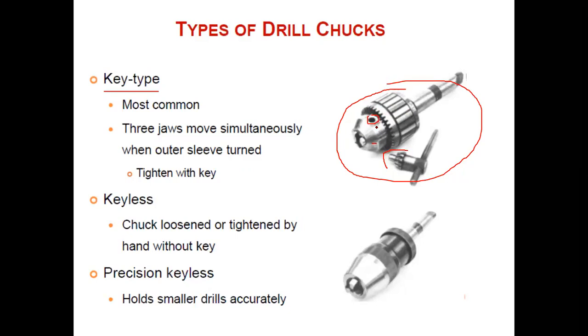So this sleeve plate is connected to the three jaws. The three jaws are moving in the forward or backward direction. There are very simple mechanisms. So next is coming to the keyless chuck.